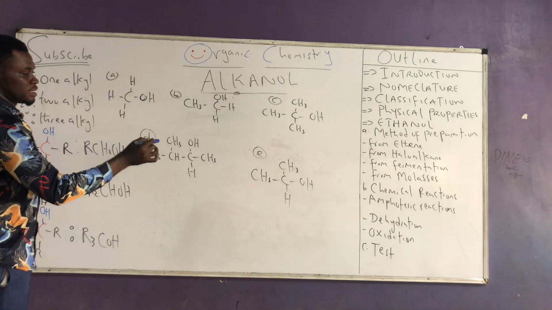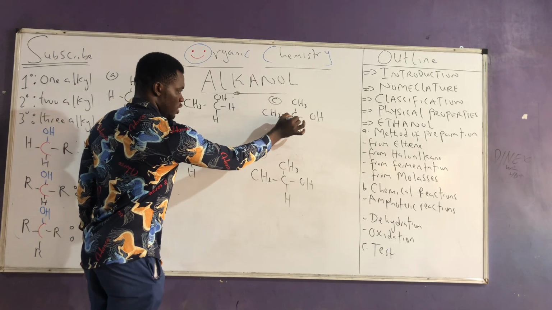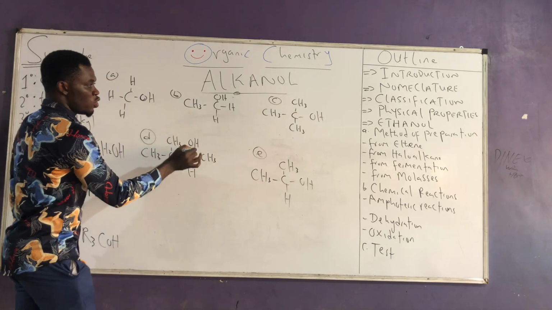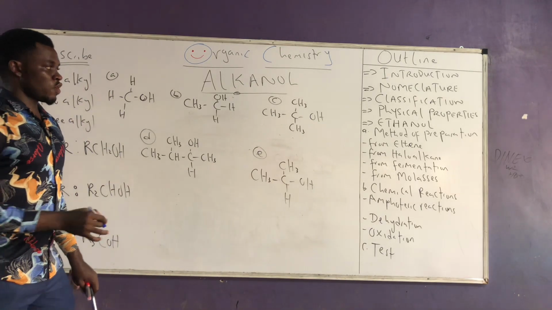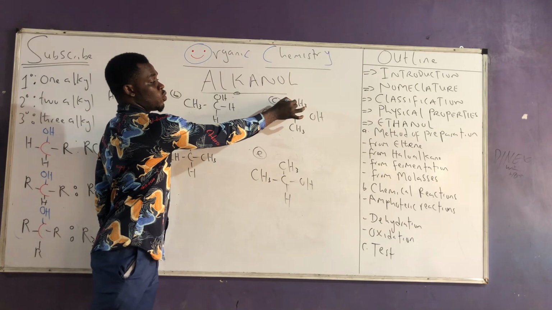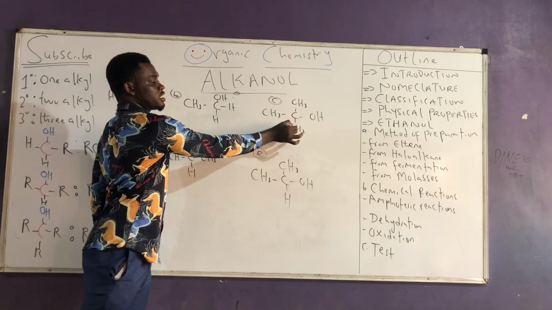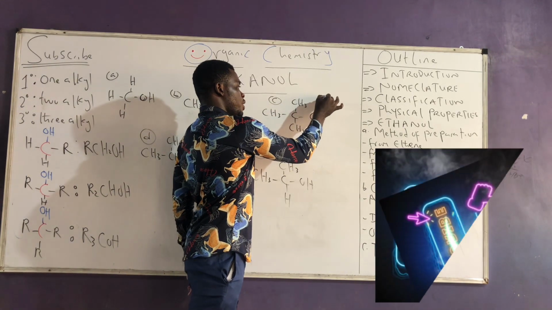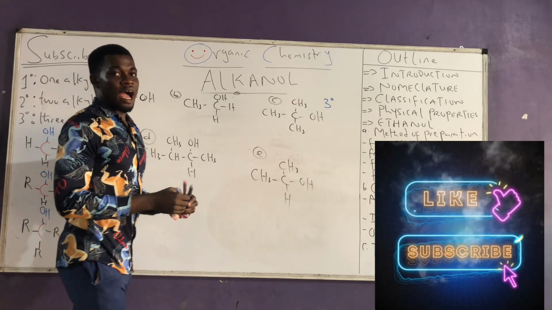So, if you look at this compound, the first thing you have to do is to look at the carbon atom, identify the carbon atom that is carrying the OH functional group. If you look at the carbon atom with the OH functional group, how many alkyl groups are directly attached? 1, 2, 3. So, because 3 alkyl groups are directly attached to this carbon with the OH, automatically this compound will become a tertiary alkanol because it has 3 alkyl groups.